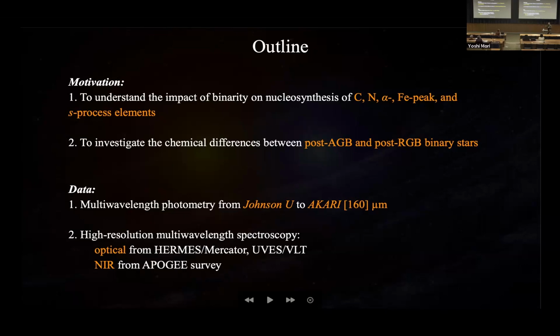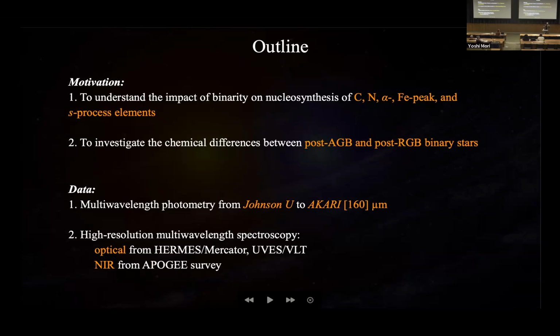First one was to understand how binarity affects the origin of elements in the universe, from CNO up to slow neutron capture process elements. The second goal was to investigate differences between the chemical composition of post-AGB and post-RGB binary stars.